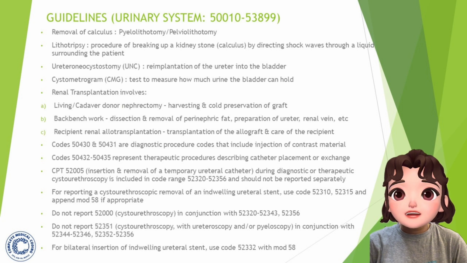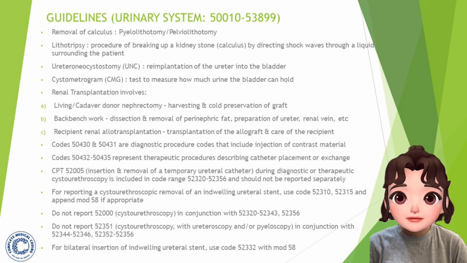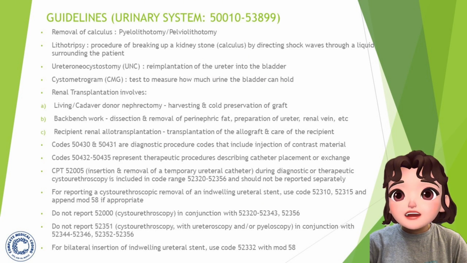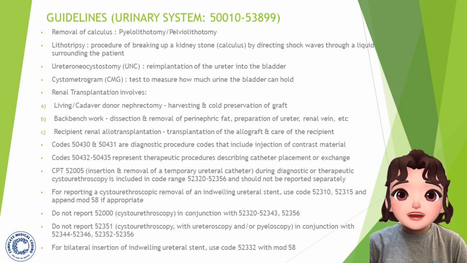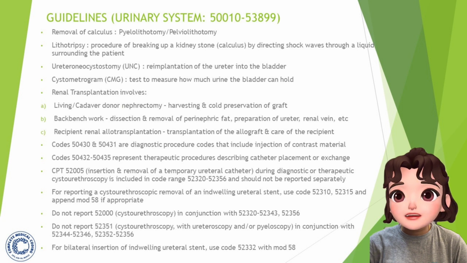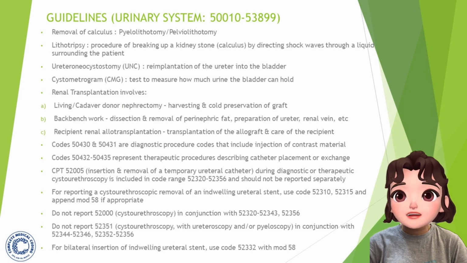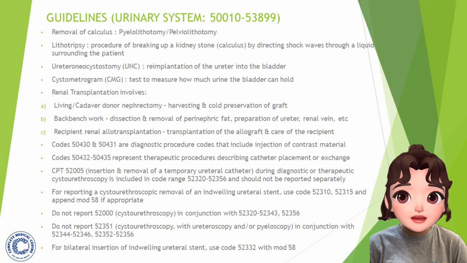Next one, ureteroneocystostomy. Short form is UNC. Ureteroneocystostomy means reimplantation of the ureter into the bladder. Cystometrogram, CMG. It's a test to measure how much urine the bladder can hold.